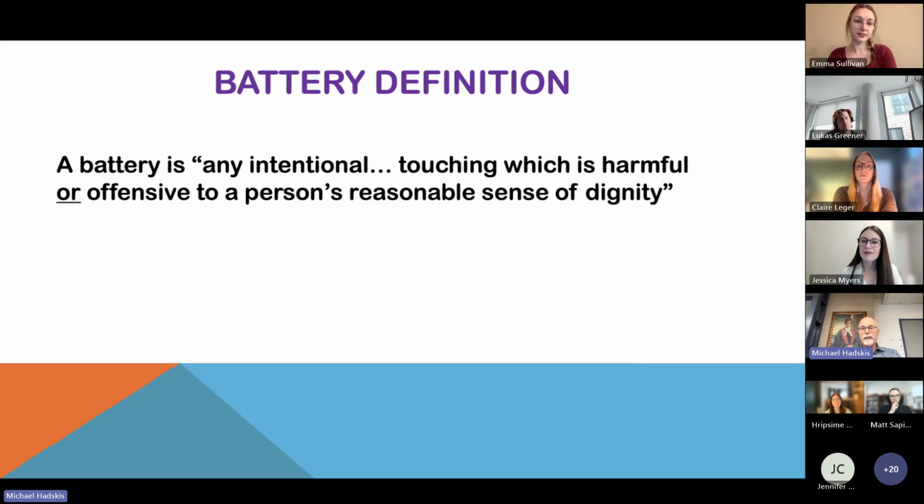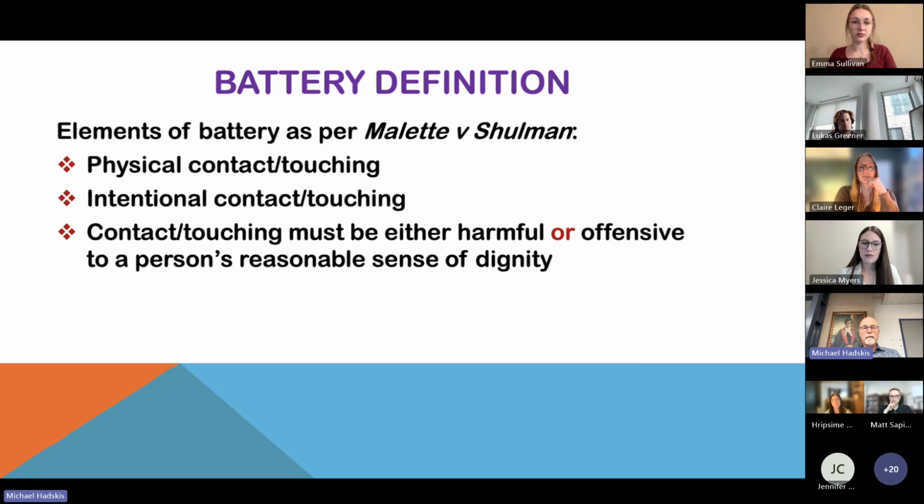I take you back to the definition. You see the word underlined, "or." That's a very important word in law. It's giving a choice, two options. As long as the touching is physical and intentional, then the plaintiff succeeds by either showing that it was harmful or offensive to a reasonable sense of dignity. So that would be the third element. So here it is, the three elements.